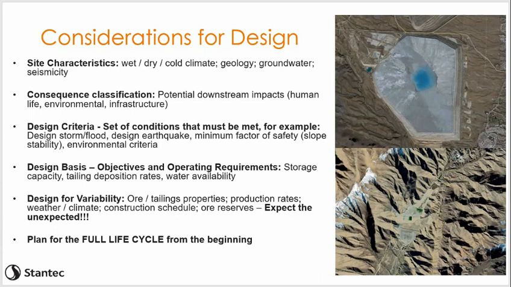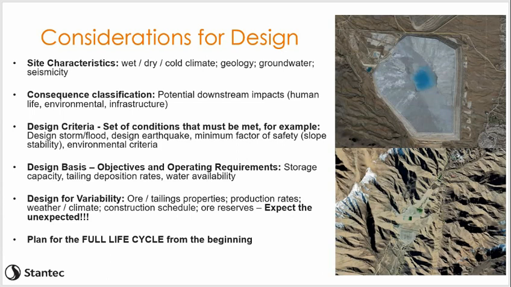The consequence classification is essentially: what are the downstream impacts? Are there going to be fatalities if this facility collapses? Are we going to take out roads, power plants, water treatment plants? Obviously, there's an environmental component with any failure where you have an unplanned release of tailings. So these are all things that you're going to want to understand as you create your project and develop the level of redundancy and factor of safety on a project.